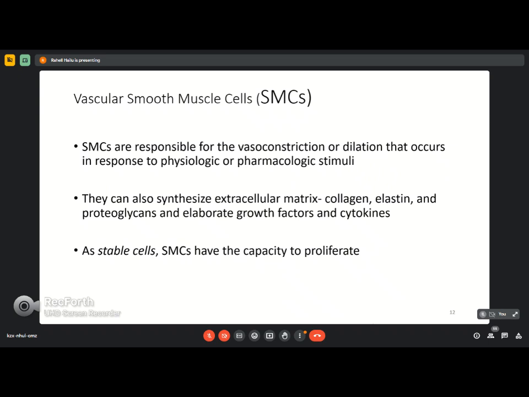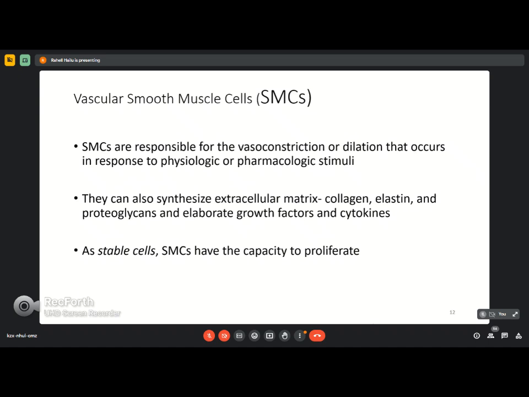The other important component is the vascular smooth muscle cells. They are responsible mainly for the vasoconstriction or dilation that occurs in response to either a physiologic stimulus or a pharmacologic stimulus, like in the case of a sympathetic response or an exogenous sympathetic stimulus. They can also synthesize extracellular matrix. The smooth muscle cells can deposit collagen, elastin, and other extracellular matrix components, proteoglycans, and they can also secrete growth factors and cytokines. So smooth muscle cells are stable cells.